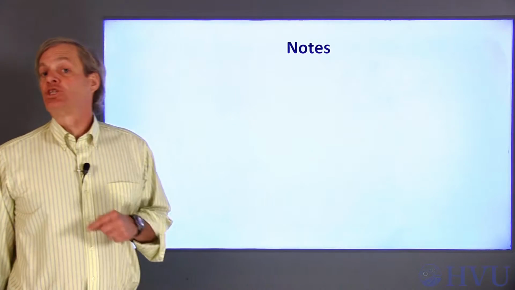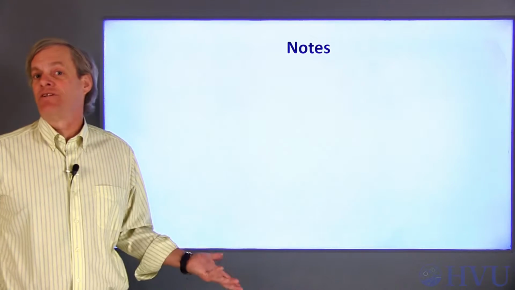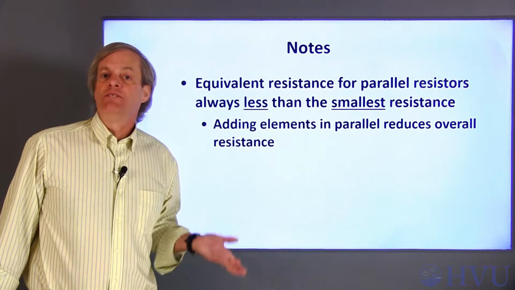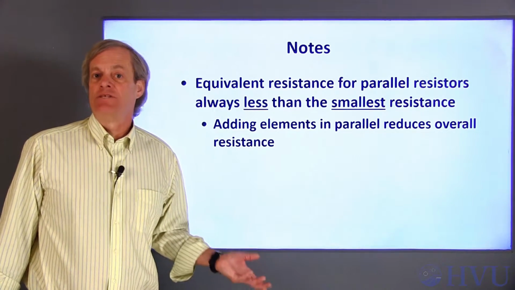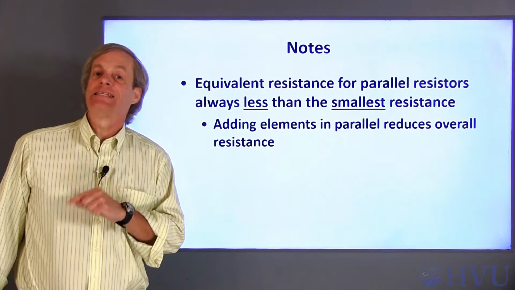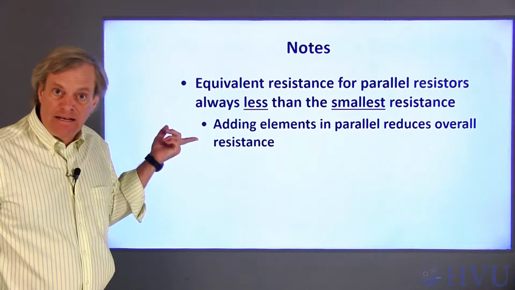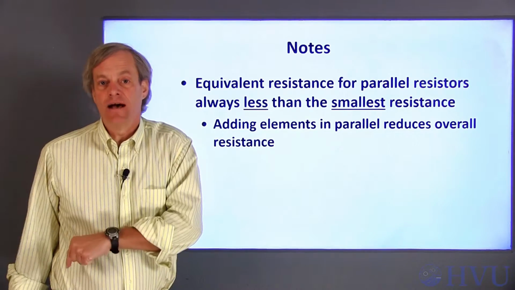Finally, let's take a look at some trends for series and parallel resistances. These can be helpful for double checking your calculations to make sure that they make sense. One easy check you can do is that the equivalent resistance of a set of parallel resistances will always be less than the smallest individual resistance. So if we add resistors in parallel, the equivalent resistance goes down.